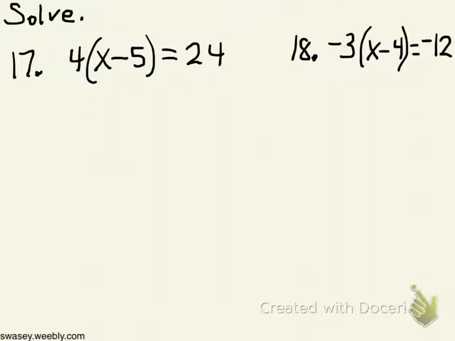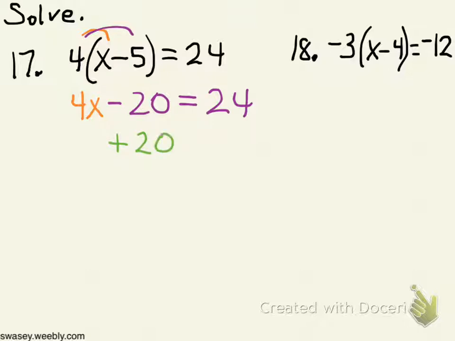Here we're solving equations that require the distributive property. To get rid of the parentheses, we'll distribute the 4. 4 times x is 4x. 4 times negative 5 is negative 20. Now we've got a two-step equation.